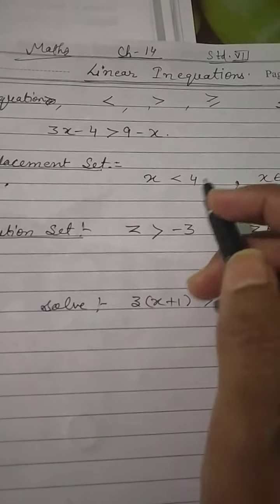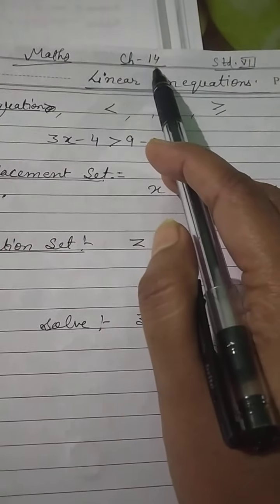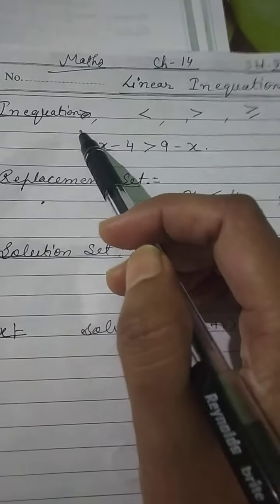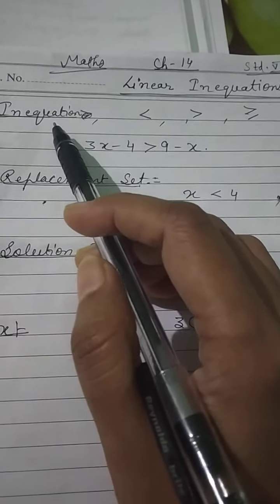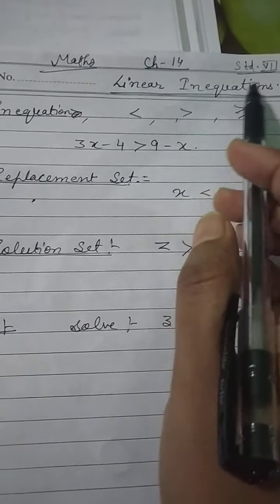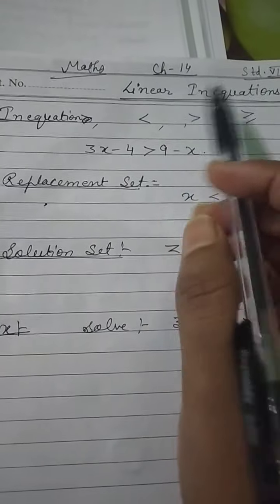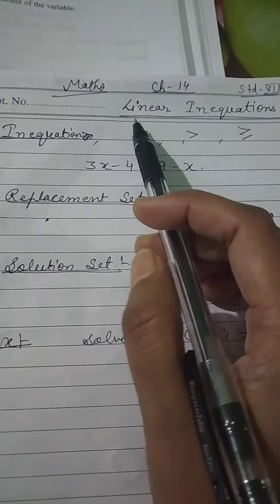Good morning, students. Today we will start chapter 14, Linear Inequations, of Maths. Okay. Last chapter we studied linear equations. Equations and inequations. What is the difference between an equation and an inequation?